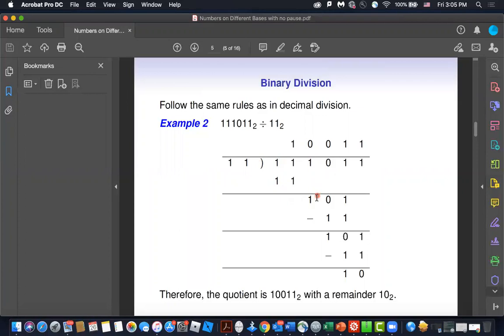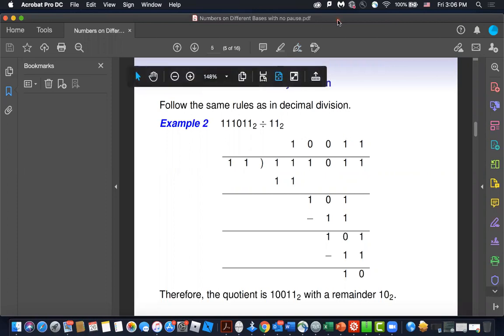Then you bring that 1 down here, but that is too small to divide by 11, so you put a 0 there, and then you bring down another digit here, 10. It is still not big enough, so you get another 0 there. You keep bringing down another 1 here. Now it's bigger, so we can put 1 here. We're not surprised, because in binary it's only 0 and 1. Then you want to do the subtraction here.